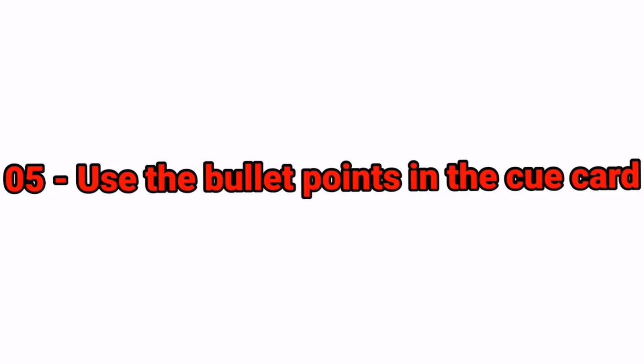Tip number 4. Use the imaginary in your cue card. For instance, if your cue card is describe a historical place you visited, so you have to use the imaginary even though you have not visited any specific historical place.